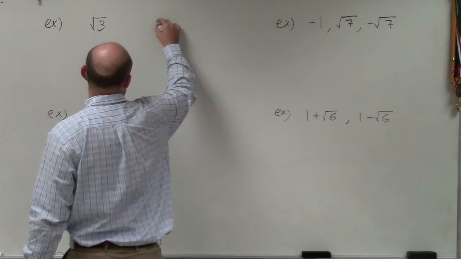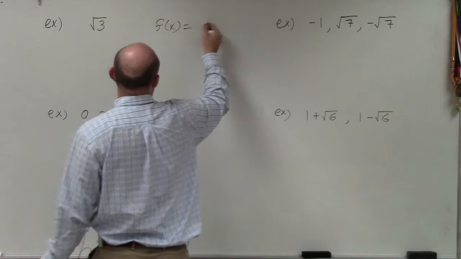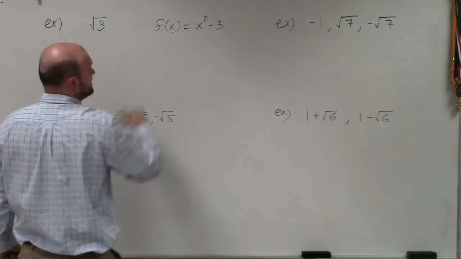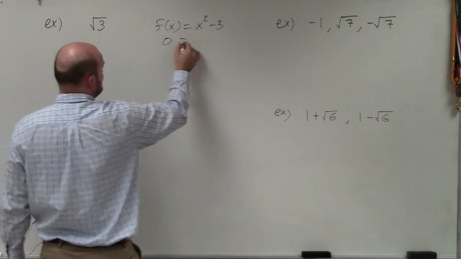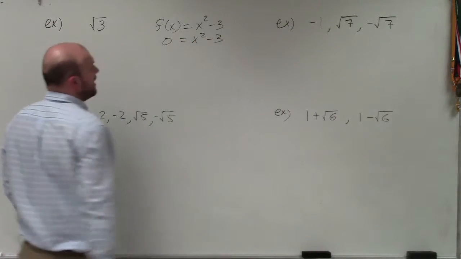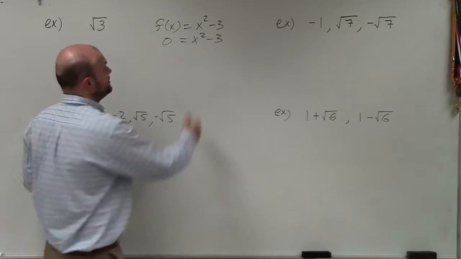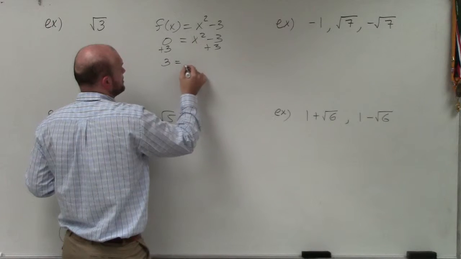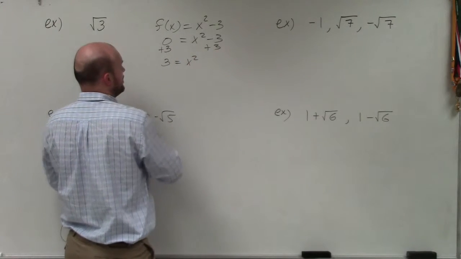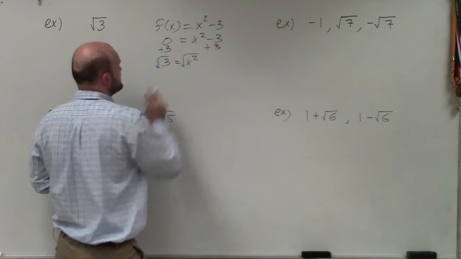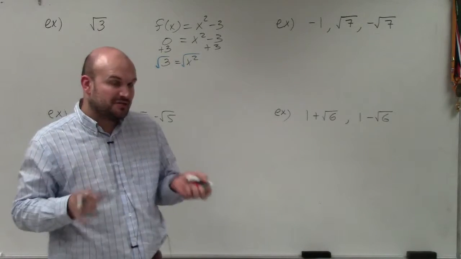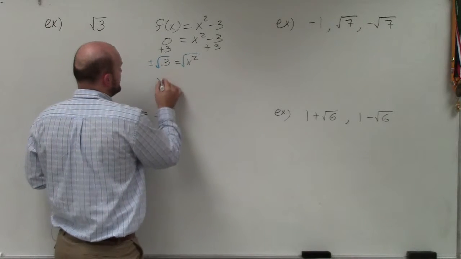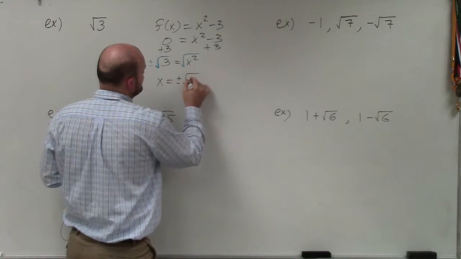So let's just pretend I had a function here, f of x equals, let's say, x squared minus 3. If I was going to find the zeros here, I would plug in 0 for f of x, and then I'd have to solve. Obviously, this is not going to be factorable, but I could use the square root method. If I use the square root method here, I'd have 3 equals x squared. Now, to solve, I take the square root of both sides. But remember, when you're introducing the square root to solve, you have to include plus or minus. So therefore, x equals plus or minus the square root of 3.